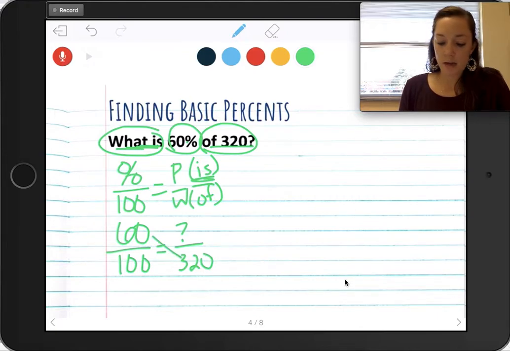You can cross multiply and divide, and you get 19,200 and 100 times something. So I'm going to divide here.